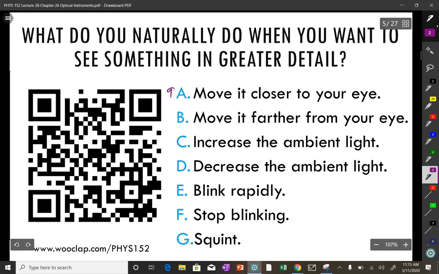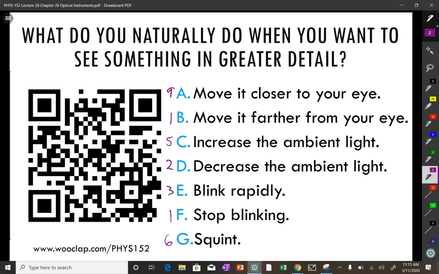9 people said move it closer to their eyeball. 1 person said move it farther from their eye. What did you say, Max? Okay, so Max didn't read the question yet. So we had answers for all of these.